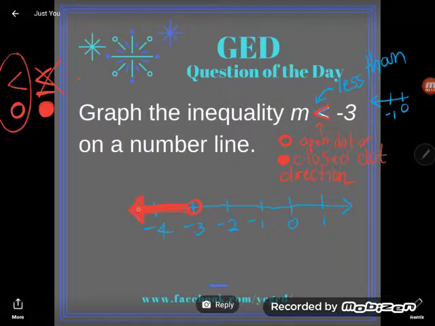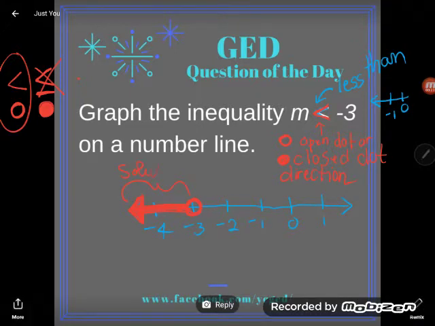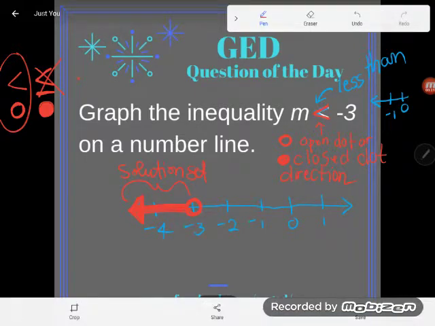So you can see that all the numbers less than -3, but not including -3, are possible solutions to this inequality. We call that a solution set. There's lots of answers that could work. Great, and I just did it. I just graphed this inequality. That's it. Open dot or closed dot and pick your direction.